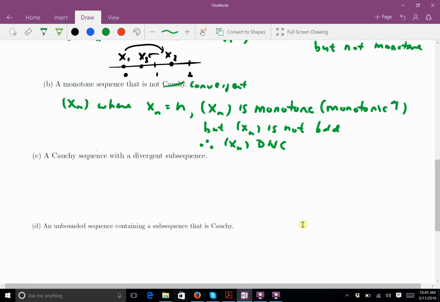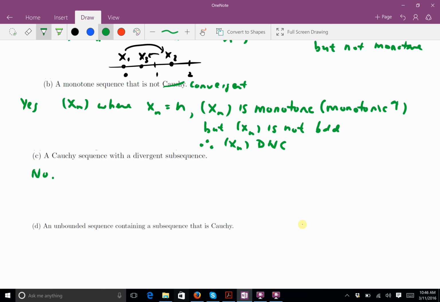Okay, can we have a Cauchy sequence with a divergent subsequence? What this means is a subsequence that does not converge. And the answer is no. So this we cannot have. So the answer here is yes, also. And the answer here is no.